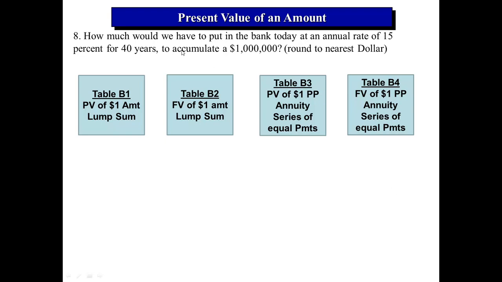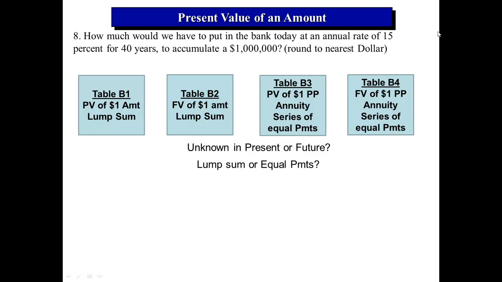How much would we have to put in the bank today at an annual rate of 15% for 40 years to accumulate $1 million? Here's the old $1 million question. Well, I want to ask the question, is the unknown in the present or in the future? Well, the unknown is what I have to put up today, which is the present. And it's a lump sum. I'm putting in a lump sum amount, and I'm going to leave it there for 40 years, and hopefully it'll accumulate to $1 million at an interest rate of 15%.